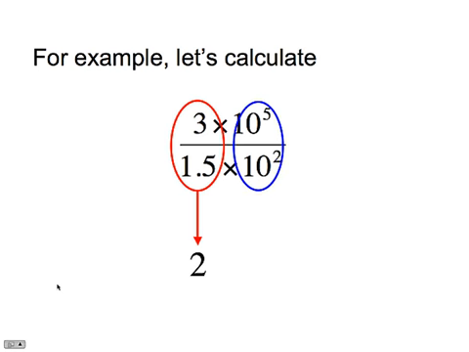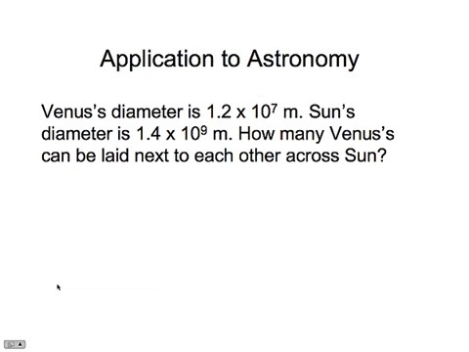Remember the rule for dividing identical numbers with exponents. Simply subtract the exponents. 10 to the 5th divided by 10 to the 2 is 10 to the 3 power. Therefore, the result is 2 times 10 to the 3rd power. Let's apply this to astronomy.